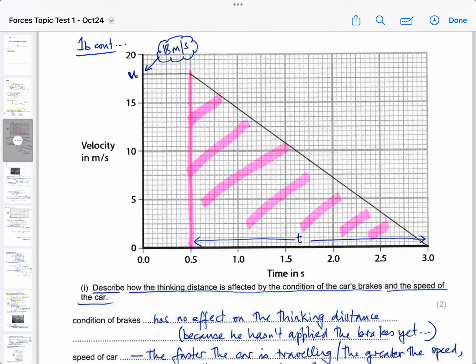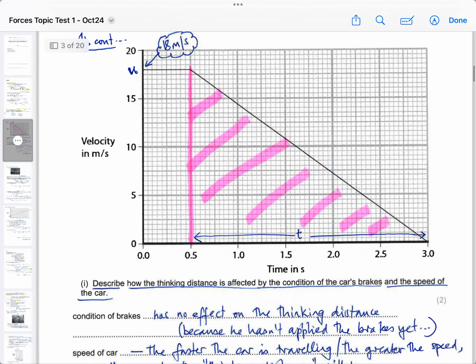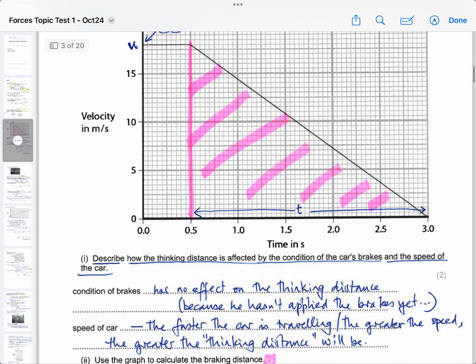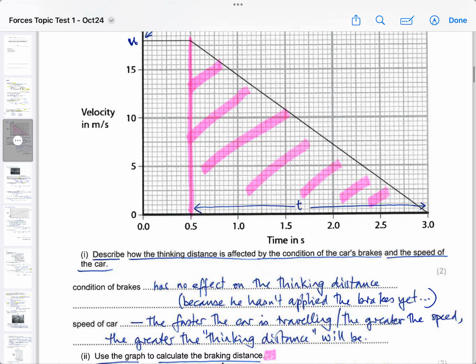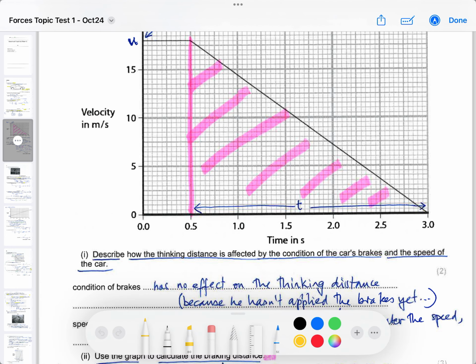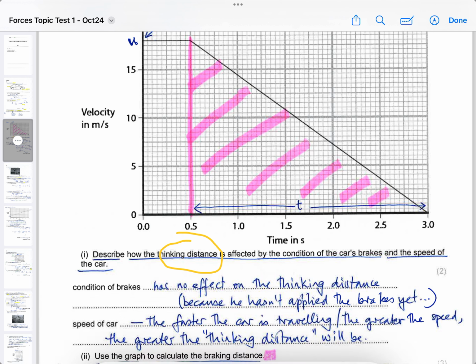Well, the condition of the brakes has no effect at all on the thinking distance, because the thinking distance is only controlled by your time to react. You haven't even activated the brakes yet, so the condition of the brakes has no impact on the thinking distance. So you need to make sure you read really carefully when you're doing these questions. For example, here the key term that you need to use is thinking distance.